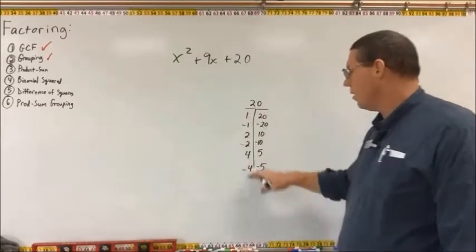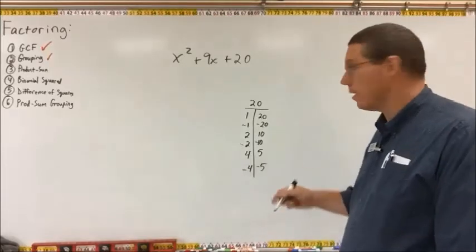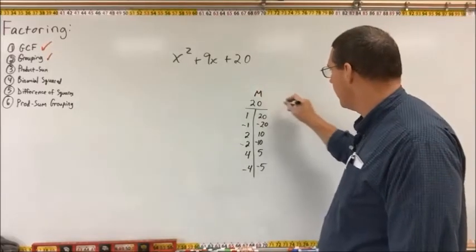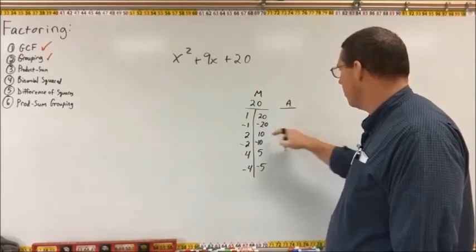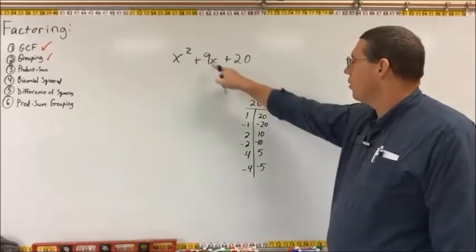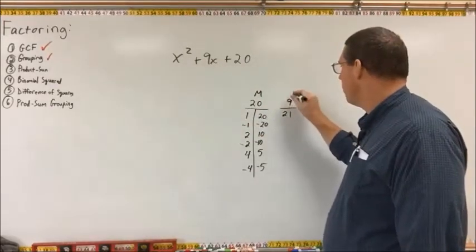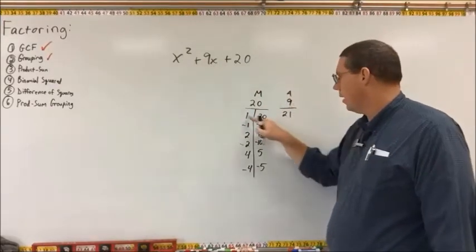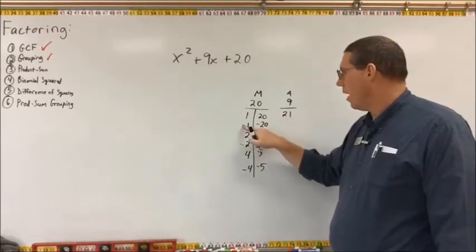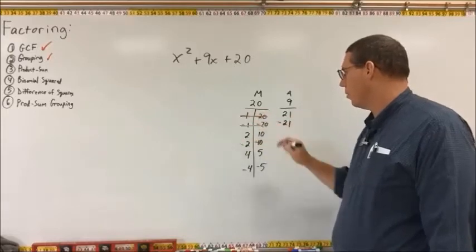Now what we can do is add these pairs together to see what they equal added. So this is multiplied, and now we'll add them together and see what we get. Well, 1 plus 20 is 21. The number we're looking for is 9. We're looking for 9, okay? And 1 plus 20 is 21. -1 plus -20 is -21. Also not what we're looking for.